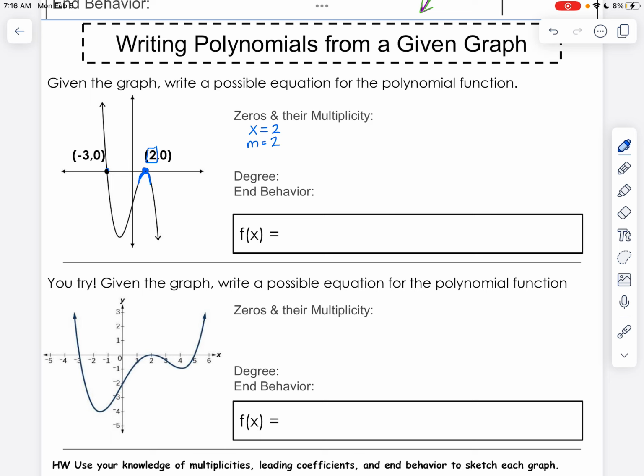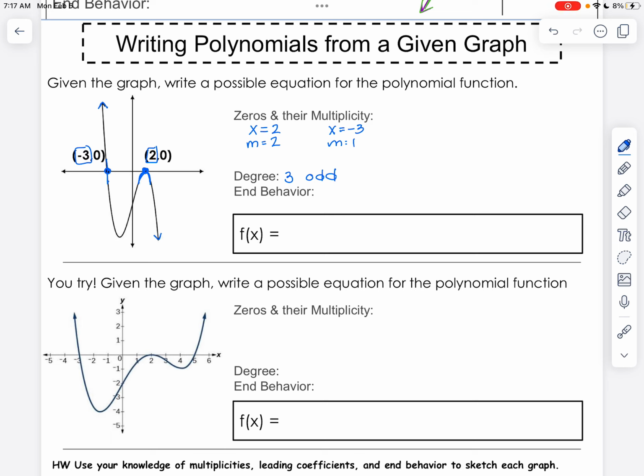Then we have another 0 over here at x equals -3, and notice it just goes straight through. So that means that x equals -3, its multiplicity is 1. Based on the two zeros and multiplicities I've written, let's find the degree. We have a multiplicity of 2 plus a multiplicity of 1 is a degree of 3, which is odd. And that matches what we're seeing on the graph, because if you notice, our ends are pointing in opposite directions. So that is what we'd expect if it was an odd degree.